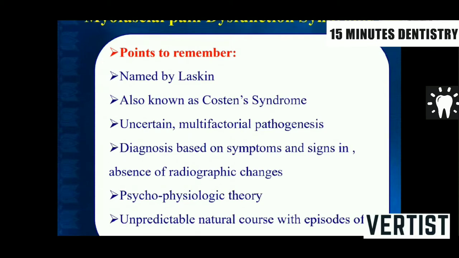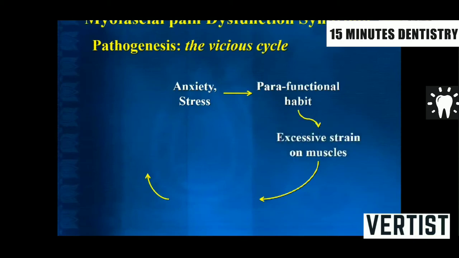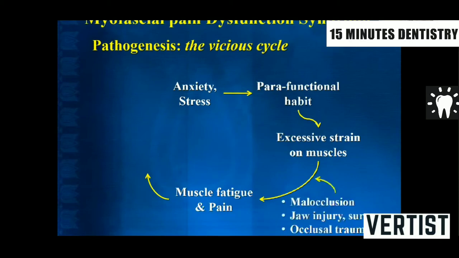Generally a psychophysiological, psychosocial theory is given for its occurrence. It has a very unpredictable natural course, and the patient might tell you that they have an episode of exacerbation and regression. It has been very potently correlated with the stress, and people have described that there's a vicious cycle which takes place, which leads to MPDS. So patients who are very high strung or have anxiety and stress generally have parafunctional habits. This causes excessive strain on muscles, which again causes muscle fatigue and pain. This could be exacerbated if the patient has certain malocclusion, occlusal trauma or jaw injuries.